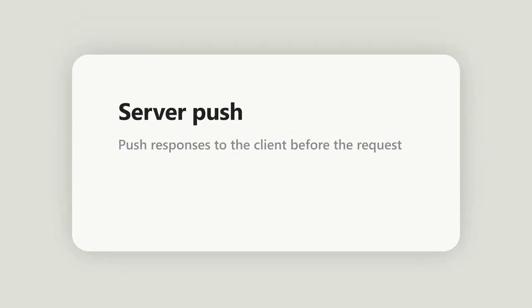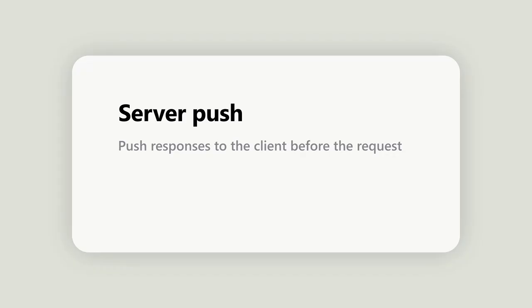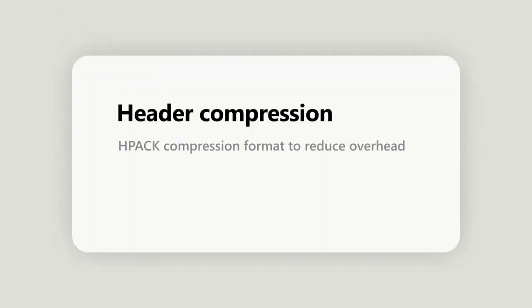The third is server push. This feature allows a server to send resources proactively. That is, it can push responses to the client ahead of the actual request. This anticipates the needs of an application, reducing waiting times for subsequent requests. Fourth is header compression. Since headers often contain a significant amount of redundancy, compressing them can improve performance.